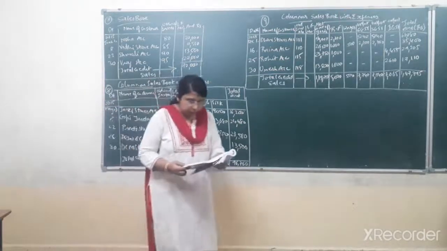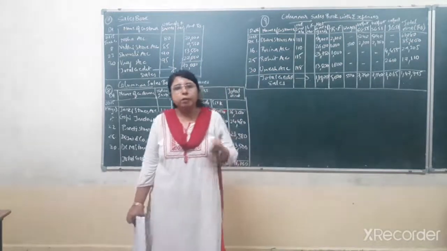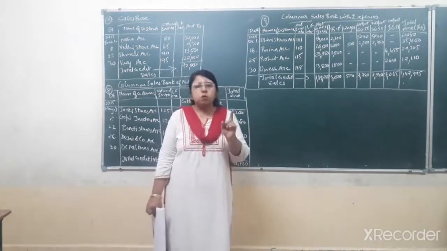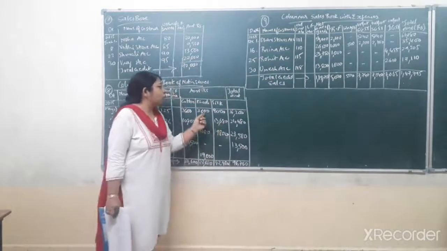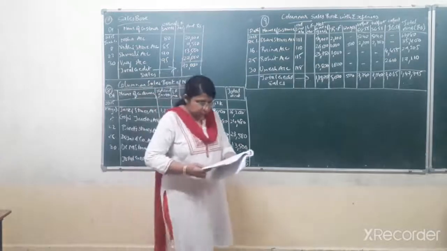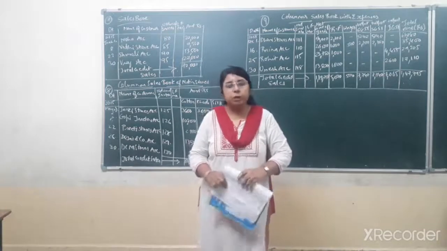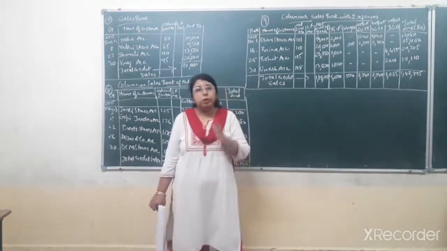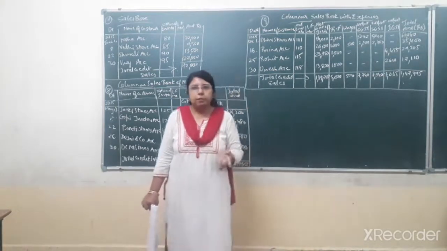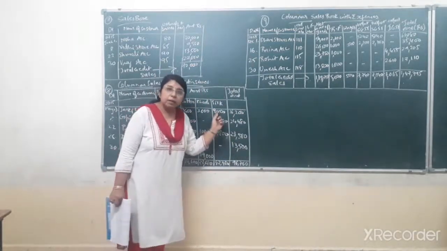Next one, that is khadi, 200 meters khadi at 20 per meter. Again 200 into 20 comes to 4,000. On 4,000, 10% comes to 400. So 4,000 minus 400, in the column of khadi also it comes to 3,600. Now for silk, it is given 50 meters silk at rupees 200 per meter. So 50 into 200 comes to 10,000. On 10,000, 10% trade discount comes to 1,000. So 10,000 minus 1,000 is equal to 9,000. So in the column of silk I have written 9,000.